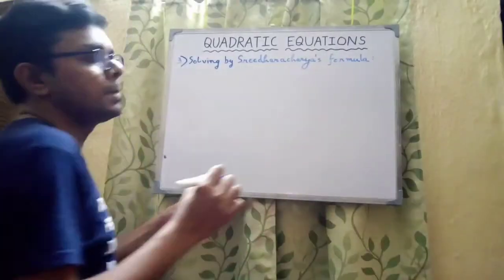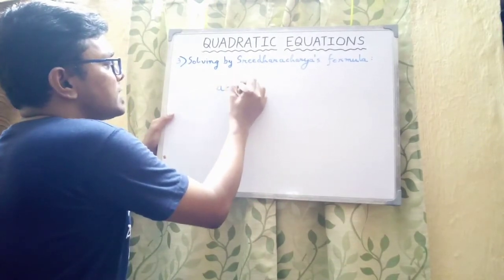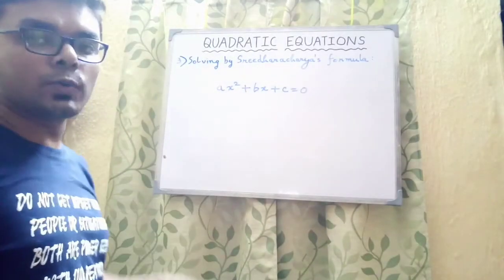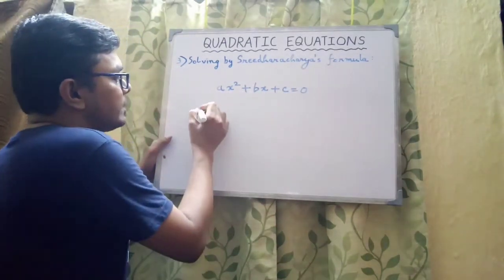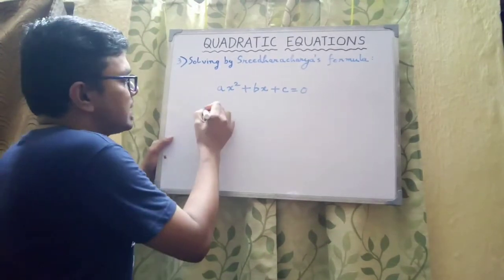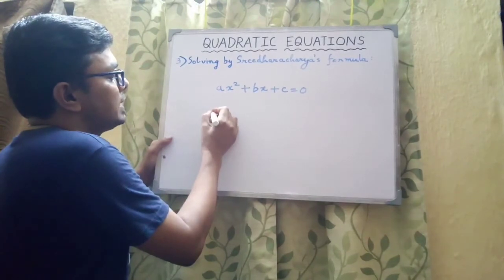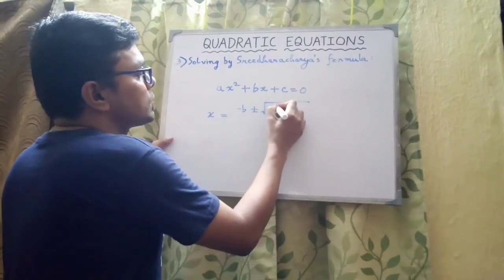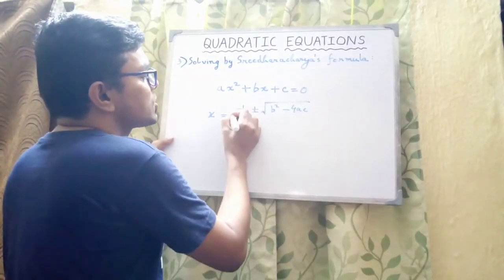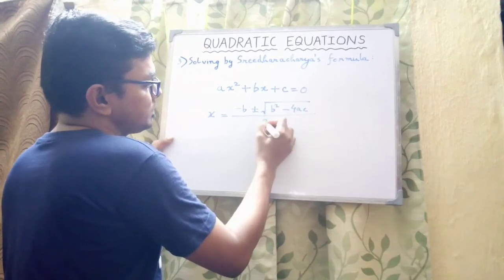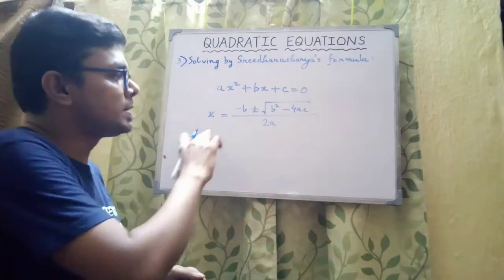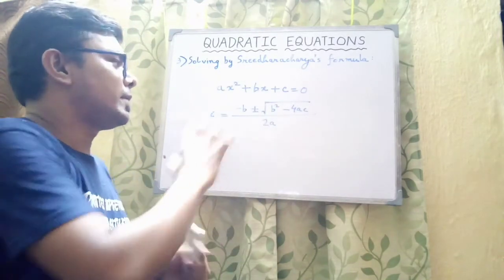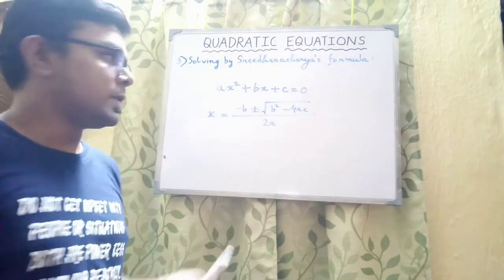Actually the second method which we learned, that is solving by completing the square, that is actually the process which Sridharacharya applied. So the second method is also related to Sridharacharya, but here we get a direct formula to find the solution of any quadratic equation.